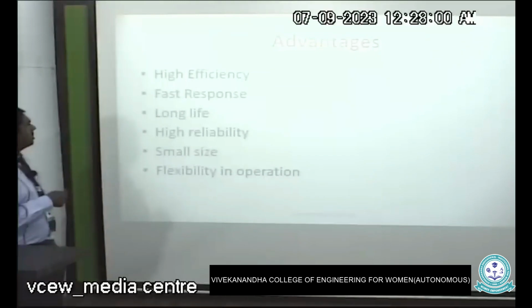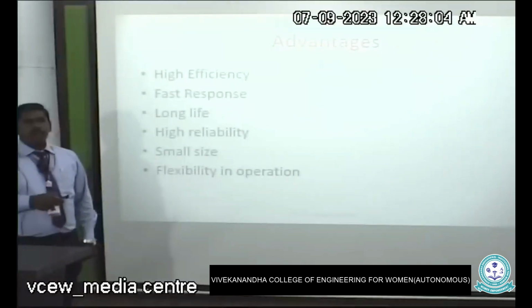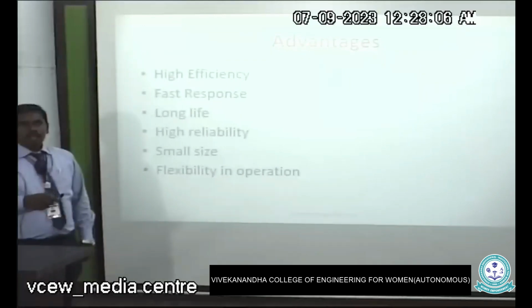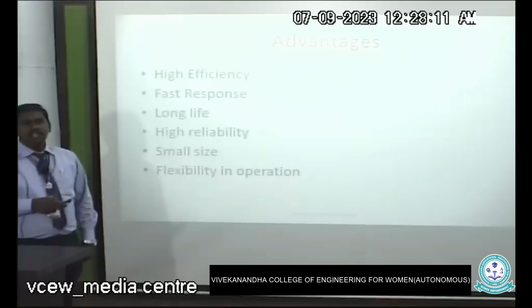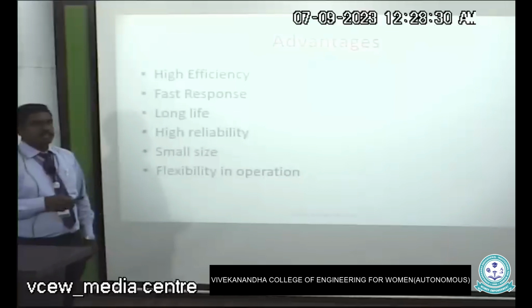Next is fast response. Fast response means that if you are operating at the highest voltage, which is what we utilize day by day, the same voltage in your circuit makes the operation fast, because you can operate at the highest level of voltages. The components are also designed for the highest level of voltages, so you can receive a fast response.